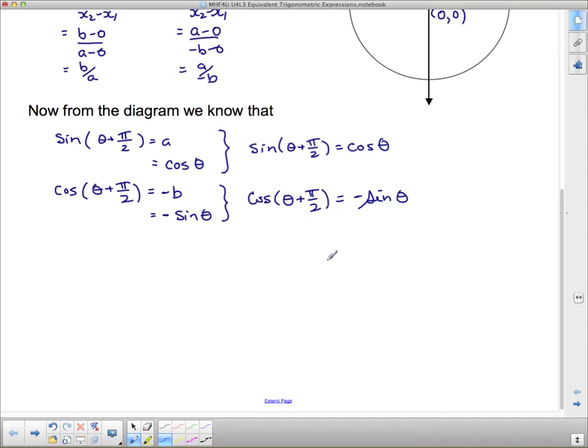Now, lastly, tan, we're not going to use the unit circle for. We're going to use the identity of tan. We know that tan of theta plus pi by 2 is, and you learned this last year, the identity for tan. Tan is sine over cos. So sine of theta plus pi by 2 over cos of theta plus pi by 2.